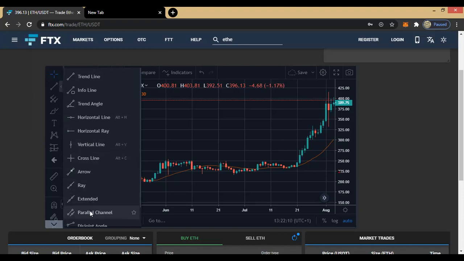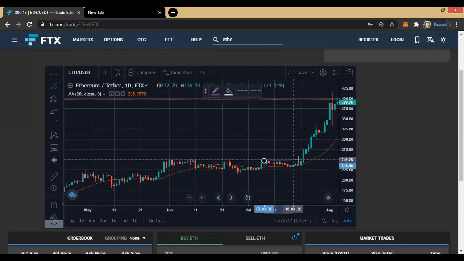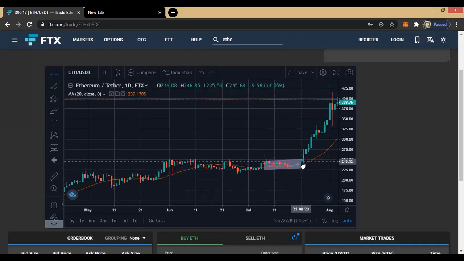Okay, you could use this parallel channel. Let me use this parallel channel to draw what I want to draw. From here to here, then here to here. You can see at this point the price was actually ranging. It ranged at this very point up to this very point where it actually broke out. All right, so these 3 points will help you to know when a breakout is imminent.